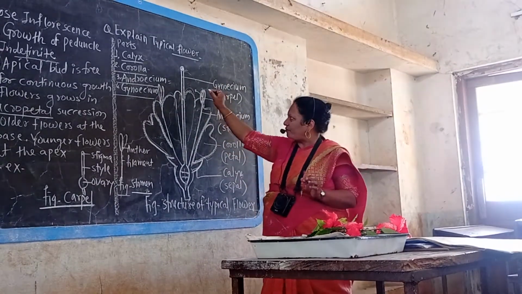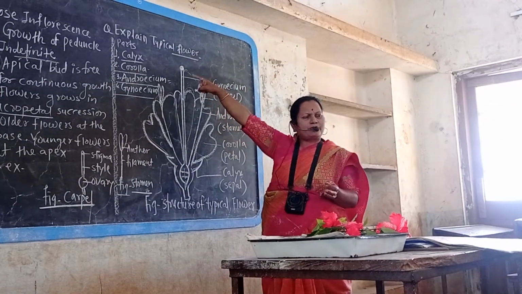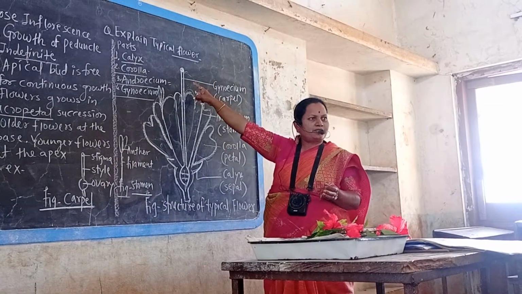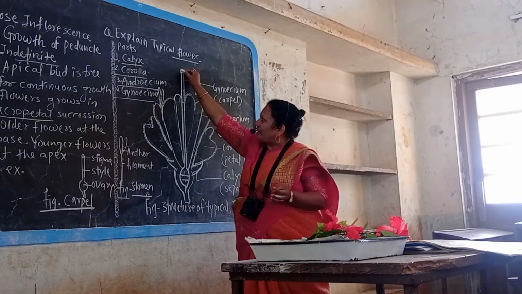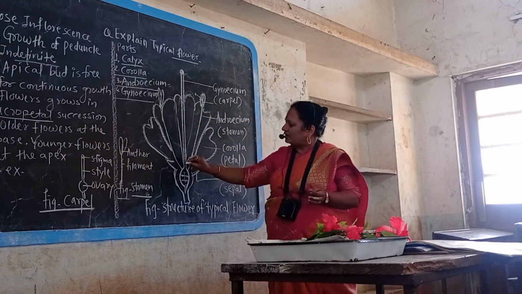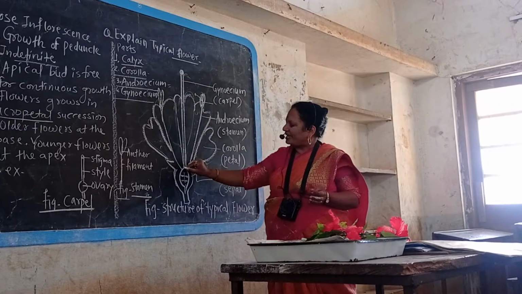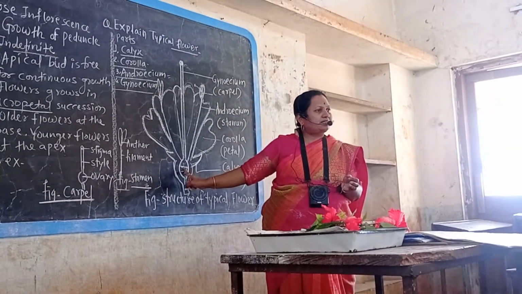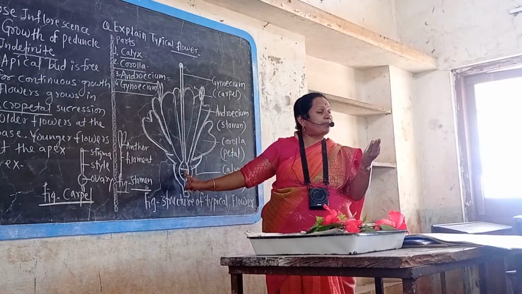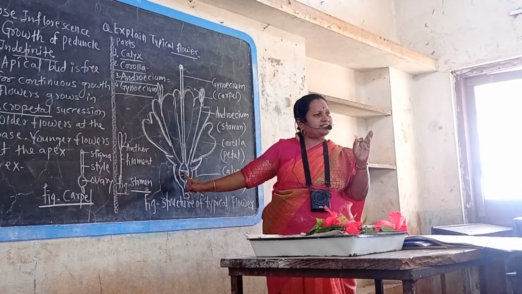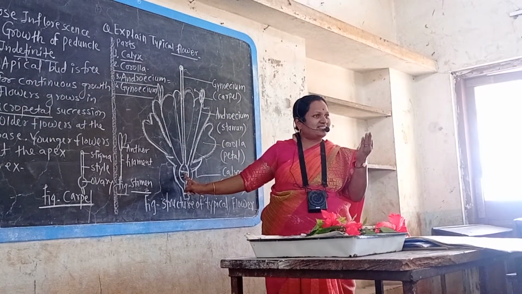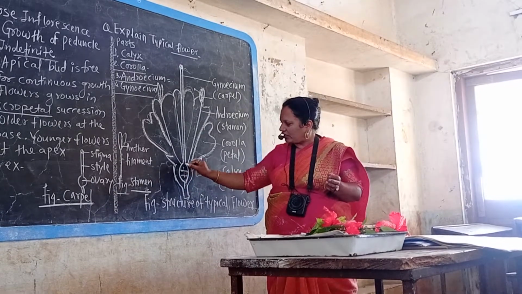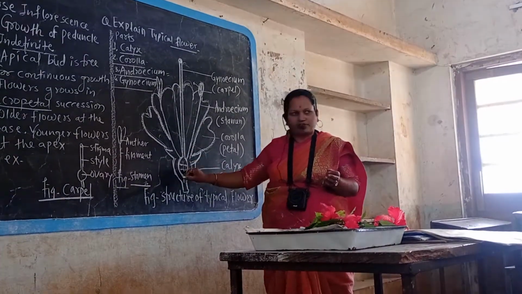Transfer of pollen grain from one flower to another flower or the same flower is called pollination. After pollination, the pollen grain germinates and a pollen tube is formed, and from the pollen tube the male gamete combines with the female gamete. That is called fertilization, the union of male and female gametes. After fertilization, seeds are produced inside the fruit, and the total ovary gets converted into the fruit.